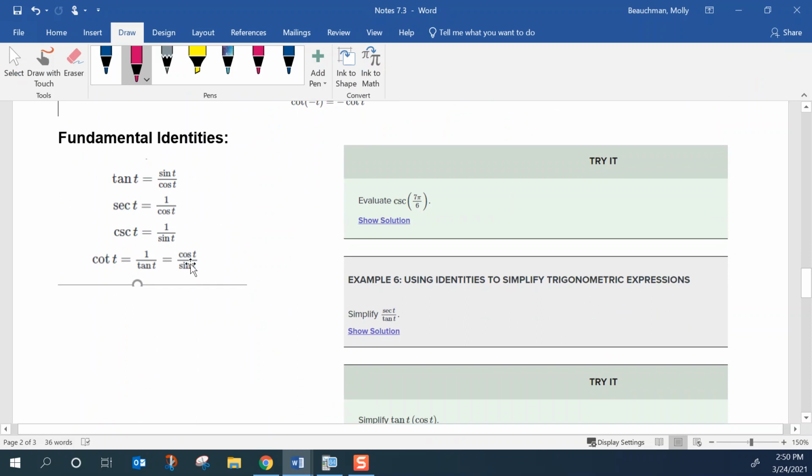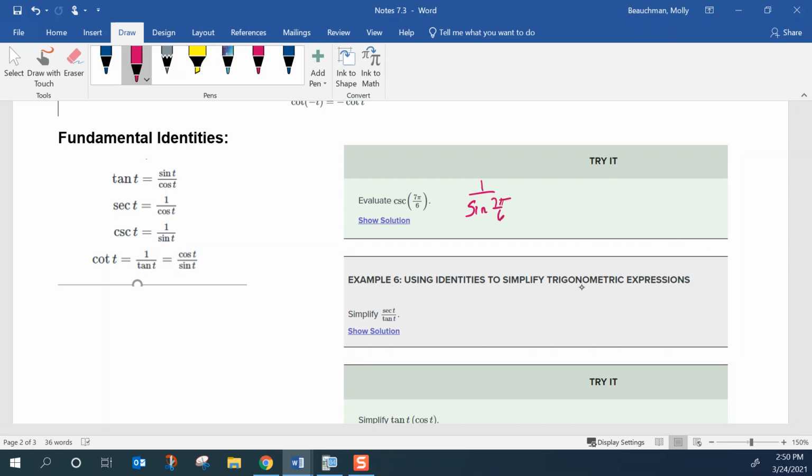And then the other identities we have listed, we call them the fundamental identities, are the ones that we started off with. So if you want to evaluate cosecant of 7 pi over 6, that's the same thing as taking 1 over the sine of 7 pi over 6.